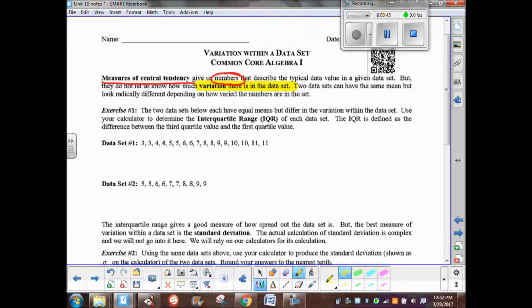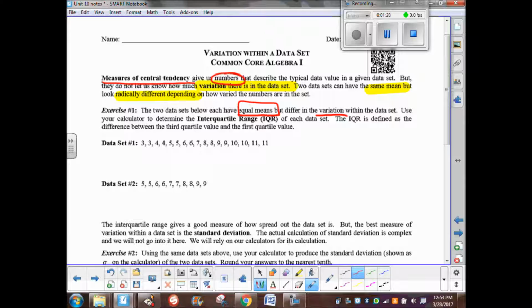So two data sets can have the same mean, but look radically different depending on how varied the numbers are within the set. So what do we mean by this new word, the variation of the numbers? The two data sets below have equal means. The mean of data set 1 is the same as data set 2. Do these look different? Yeah. Data set 1 clearly has more numbers in it than data set 2 does, but their means are equal. But they differ in the variation within the set.